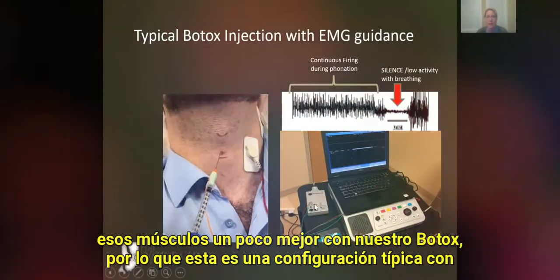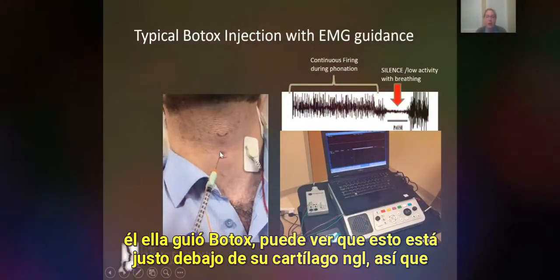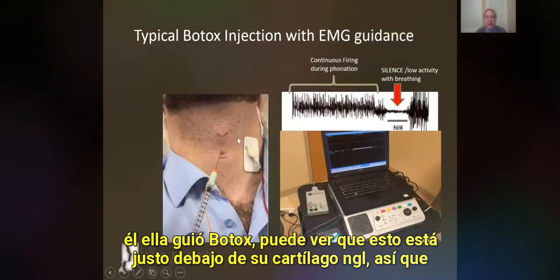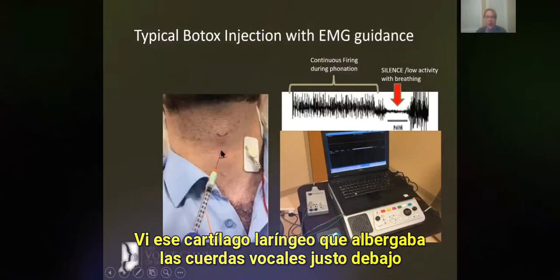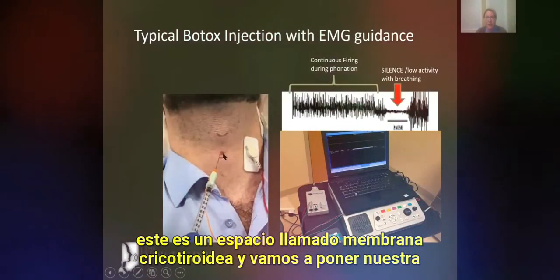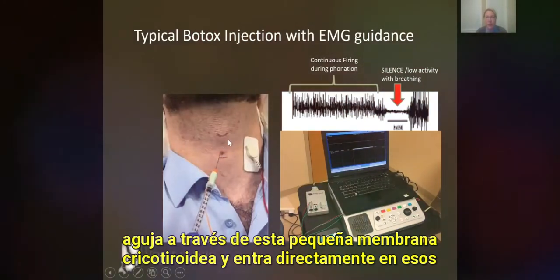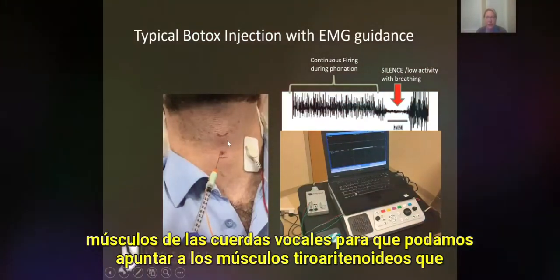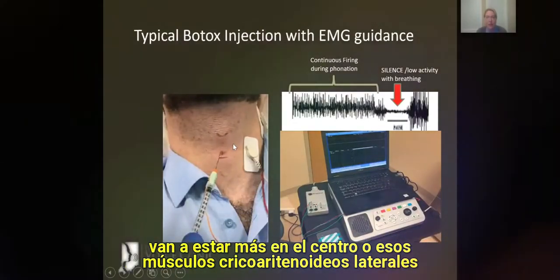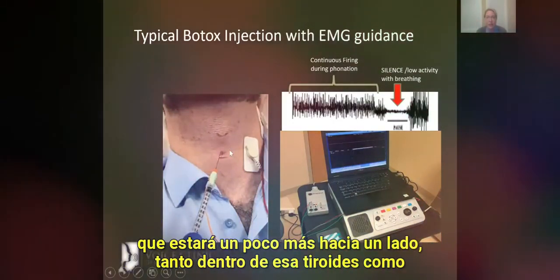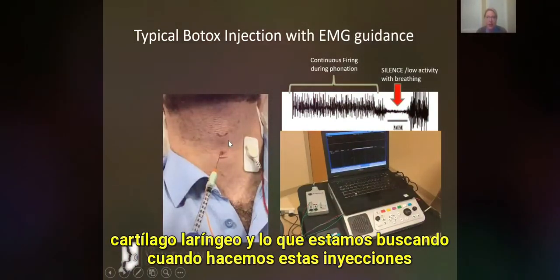So this is a typical setup with EMG-guided Botox. This is just beneath the laryngeal cartilage. So we saw that laryngeal cartilage that was housing the vocal cords. Just beneath this is a space called the cricothyroid membrane. And we're going to put our needle through this little cricothyroid membrane, and it goes right into those muscles of the vocal cords. So we can target the thyroarytenoid muscles, which are going to be more in the center, or those lateral cricoarytenoid muscles, which will be a little more over to the side, both within that thyroid or laryngeal cartilage.